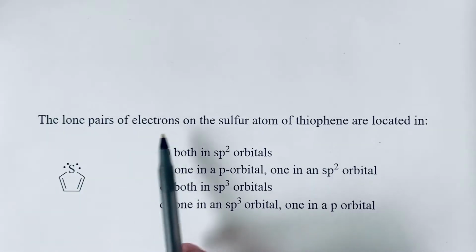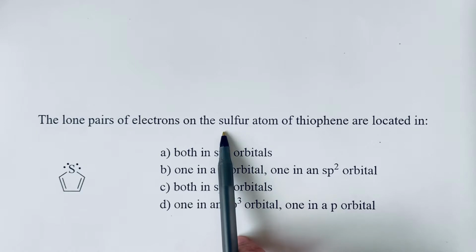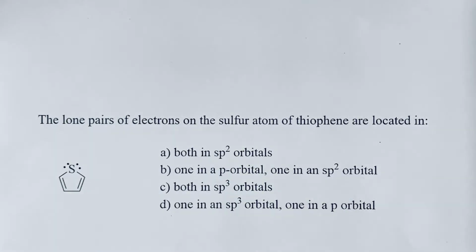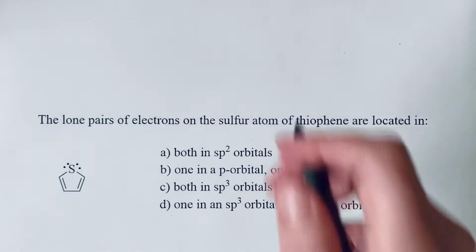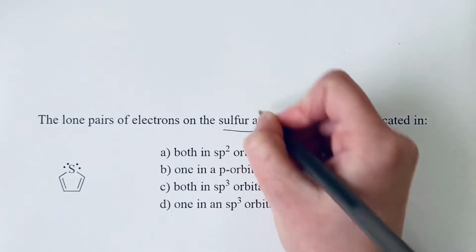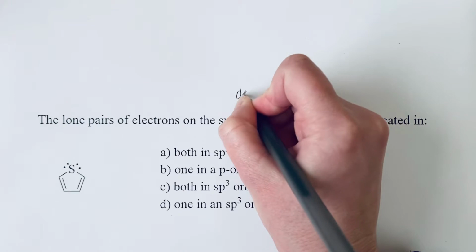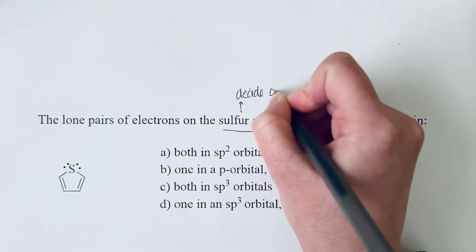The lone pairs of electrons on the sulfur atom of thiophene, and this is the structure of thiophene, are located in... So what we first need to do is look at that sulfur atom and decide on the hybridization.